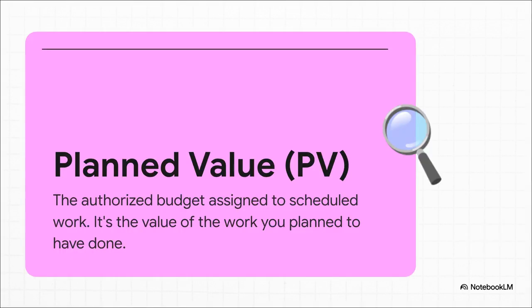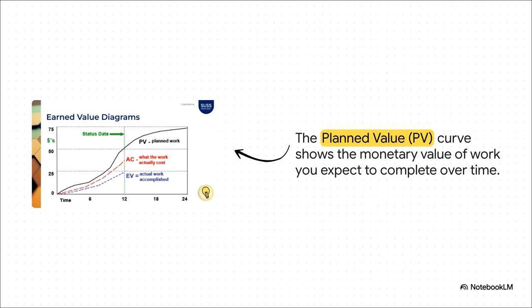So first up, we have a piece of the puzzle called planned value, or PV. This is basically your roadmap. It's the budgeted cost of the work you expected to have finished by a certain date. It's your plan, measured in dollars. So if you were to plot that plan on a chart, it would look something like this. This line shows the cumulative value of the work you intended to get done as time goes on. This is your ideal path, your everything is going perfectly line.